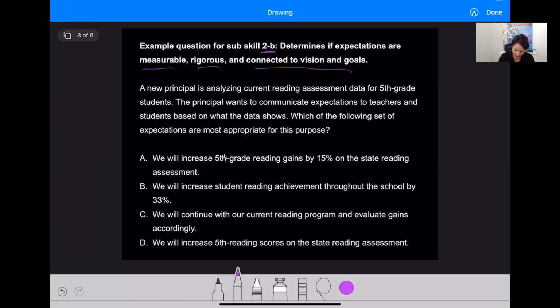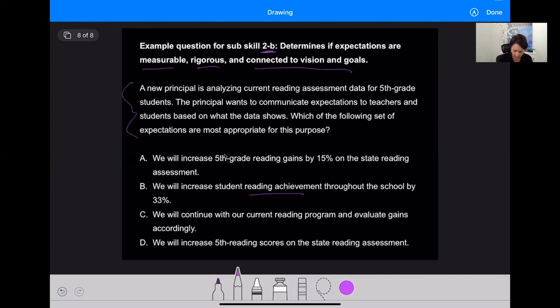We will increase 5th grade reading gains by 15% on the state reading assessment. We will increase student reading achievement throughout the school by 33%. We will continue with our current reading program and evaluate gains accordingly. We will increase 5th grade reading scores on the state reading assessment. All right, I have no idea what's going on here. Let's read the question, and sometimes that will happen.